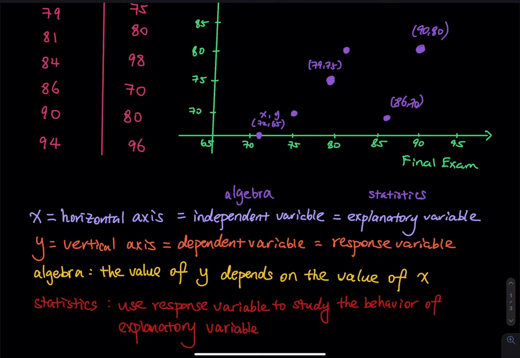And then what about the vertical axis? The vertical axis is the dependent variable. In statistics, we call that the response variable. So in this bivariate data, the dependent variable is research paper.